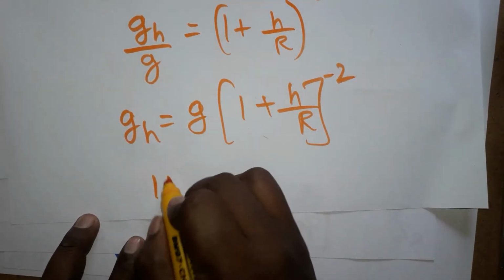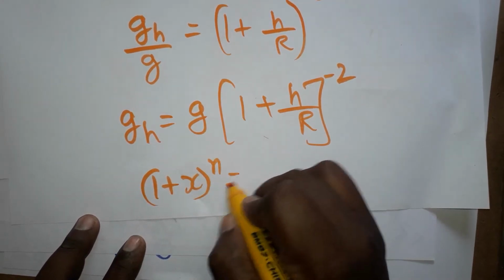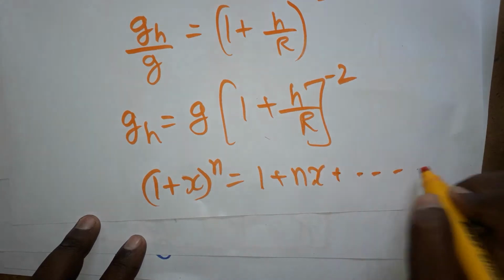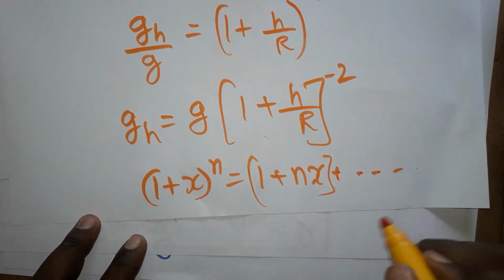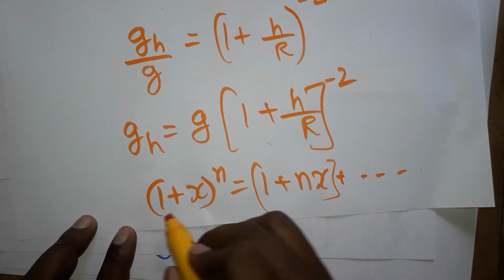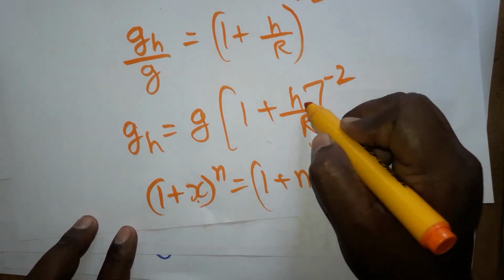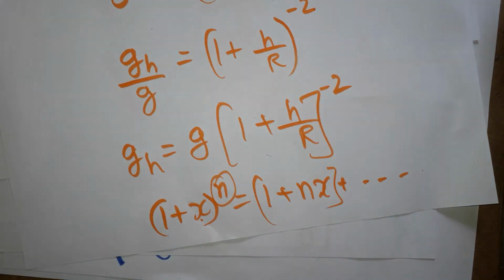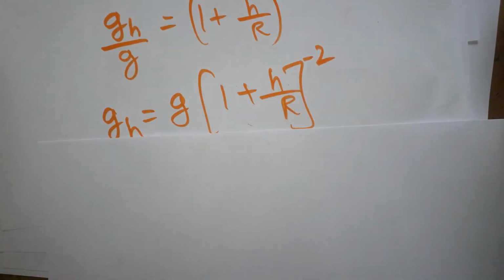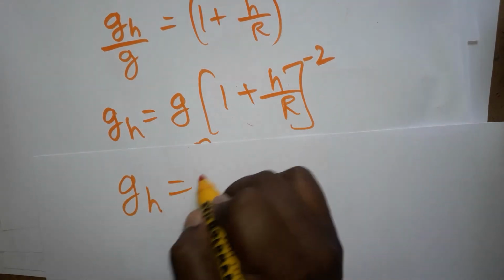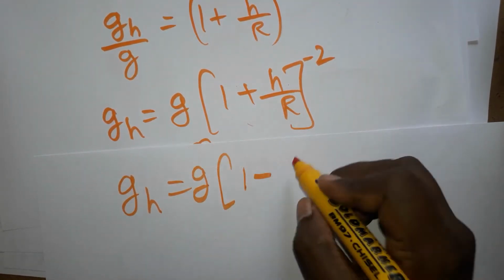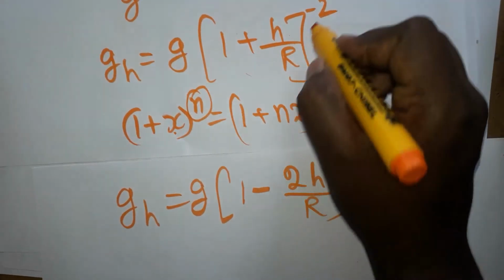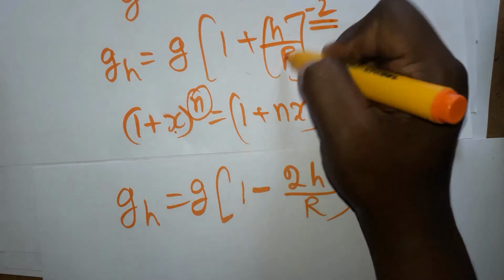In the binomial expansion, (1 plus x) to the power n is equal to 1 plus n x, and the next terms go on like this. We are going to take only two terms; the next terms will be negligible. Here x will be h divided by r and n will be minus 2. We modify the same equation according to this situation. See here, gh is equal to g times (1 minus 2h divided by r), because here n is minus 2 and x is this much.